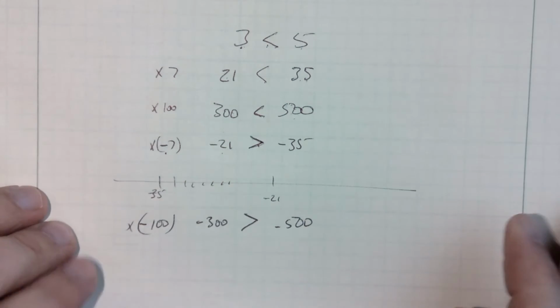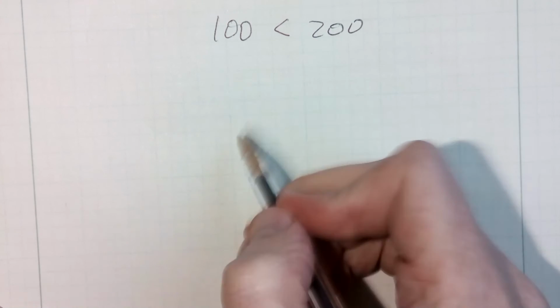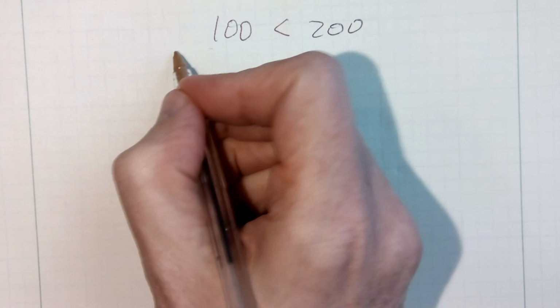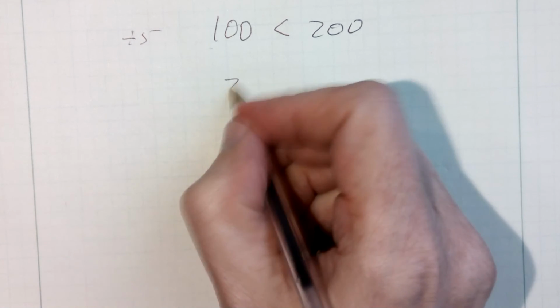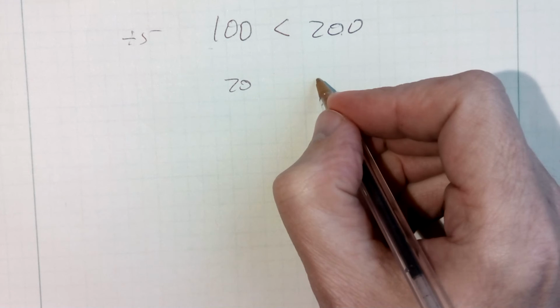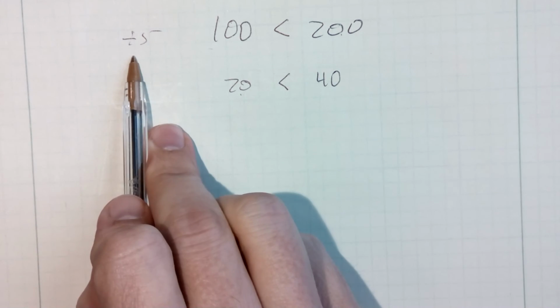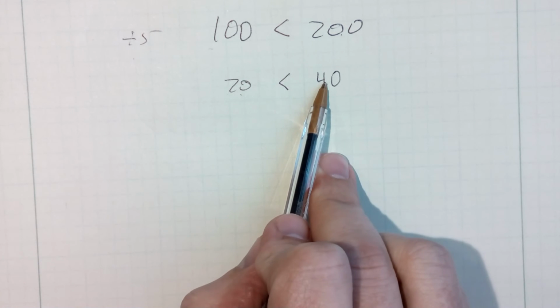The same thing applies with division. What I mean by that is if I give you 100 is less than 200, there we go. You all agree 100 is less than 200. If I divide by 5 on both sides of the equation, 100 divided by 5 is 20. 200 divided by 5 is 40. Well, 20 is still less than 40. So if I'm dividing by a positive number, the left side will still remain less than the right side.